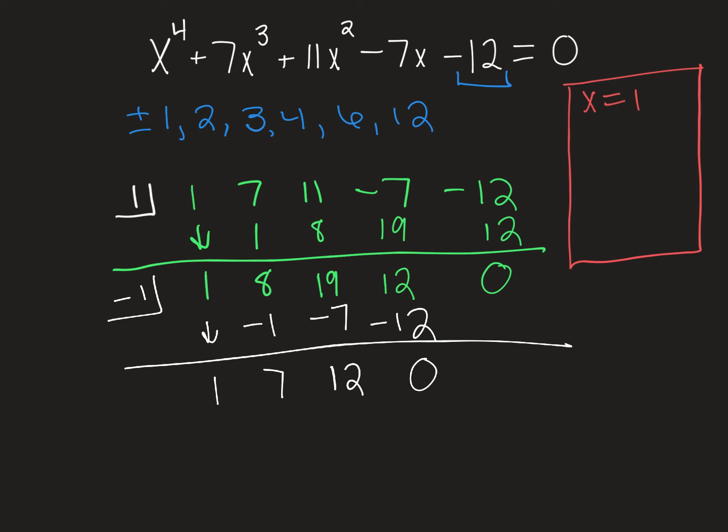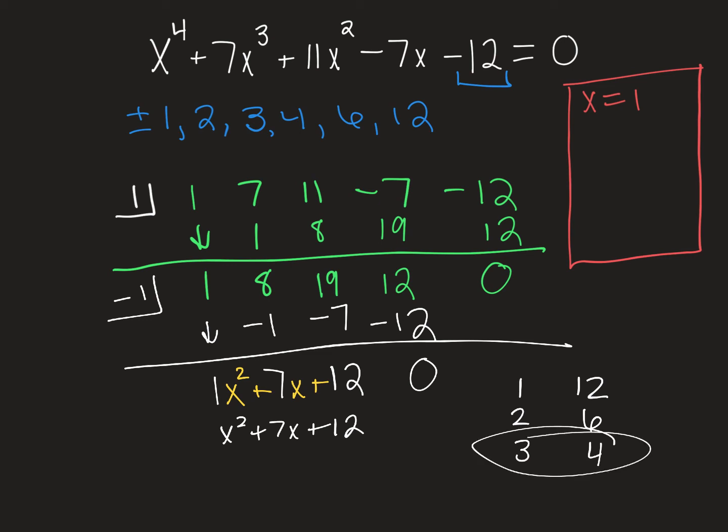So now we're going to put x squared here, x, and 12. So we have x squared plus 7x plus 12 that we now need to factor. So we're looking for factors of 12 that will give us 7. So that means we can make this x plus 3 and x plus 4.